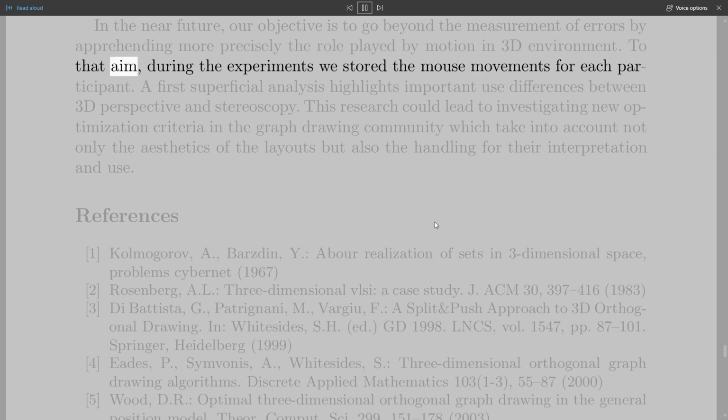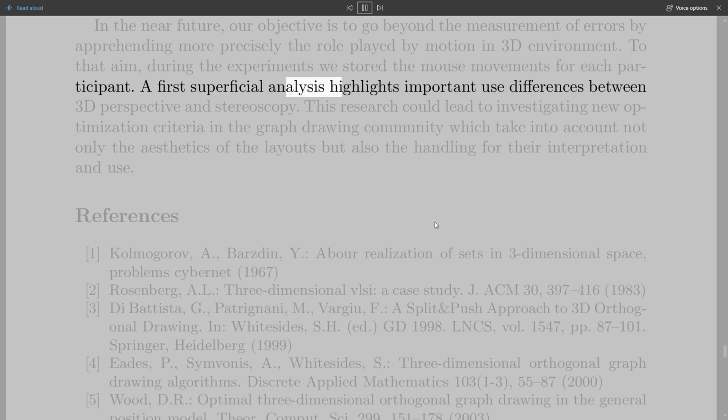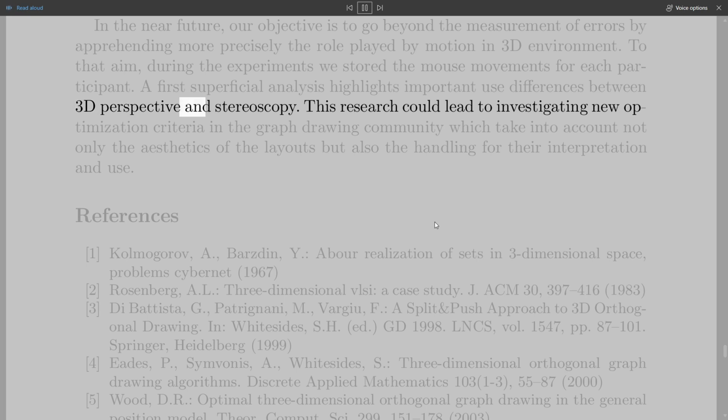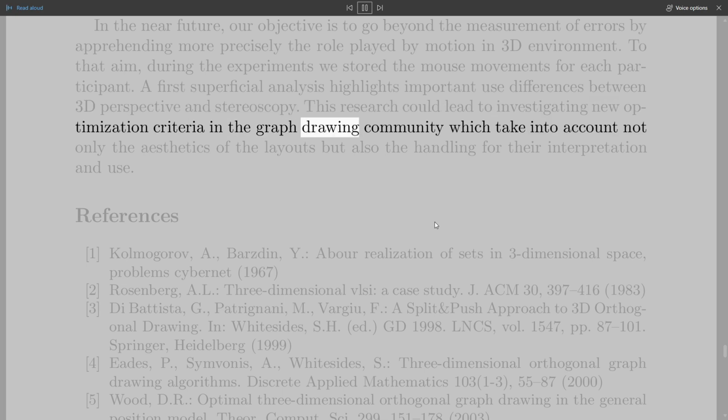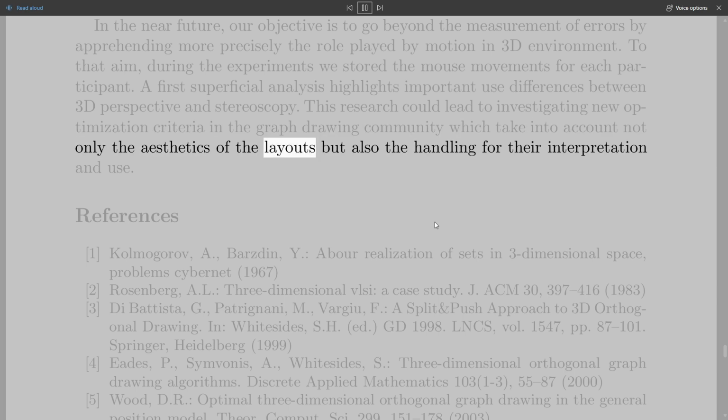To that aim, during the experiments we stored the mouse movements for each participant. A first superficial analysis highlights important use differences between 3D perspective and stereoscopy. This research could lead to investigating new optimization criteria in the graph drawing community, which take into account not only the aesthetics of the layouts, but also the handling for their interpretation and use.